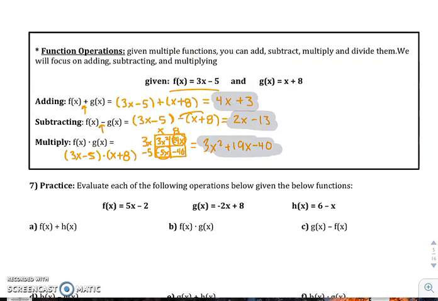So you're just using the functions it gives you and paying attention to the operation it's telling you to do. But other than that, you pretty much just go from there.